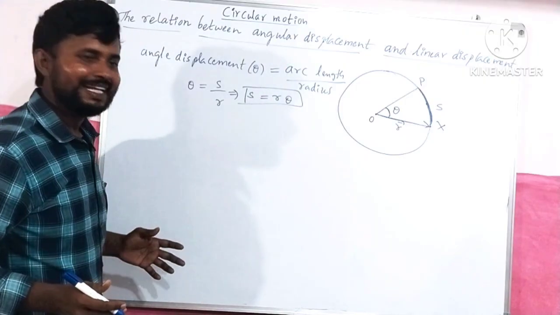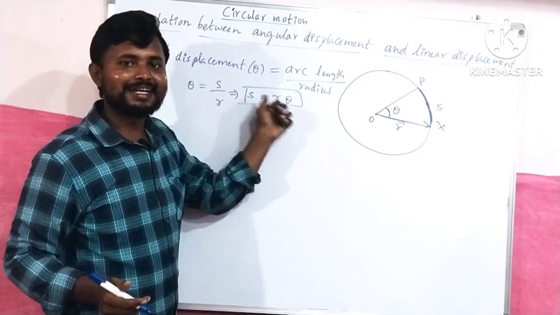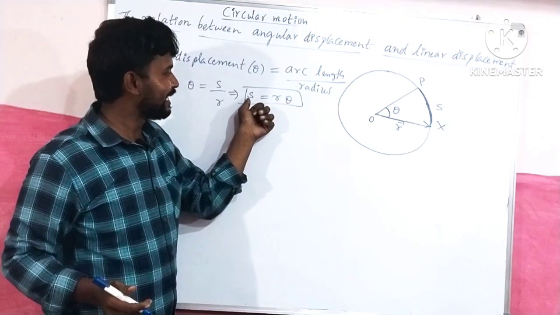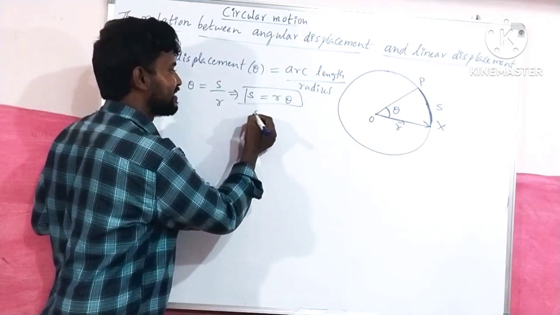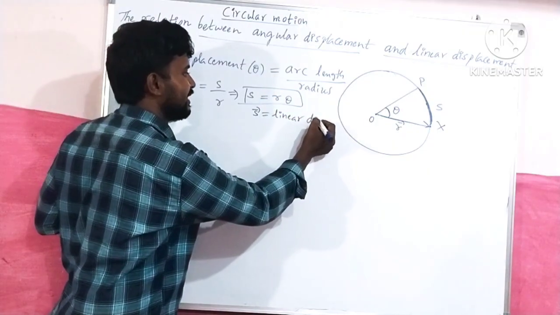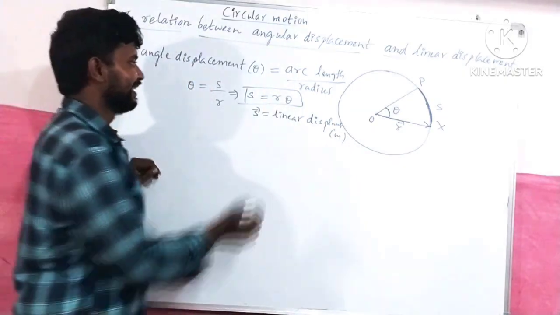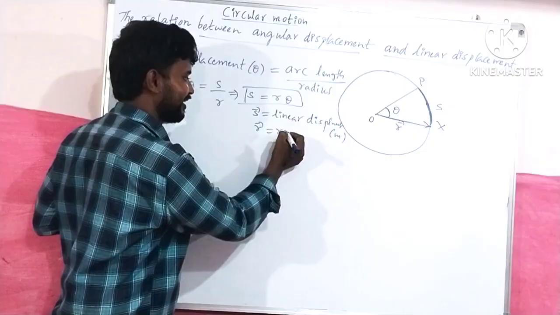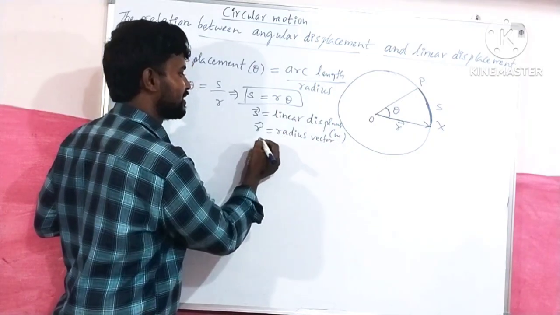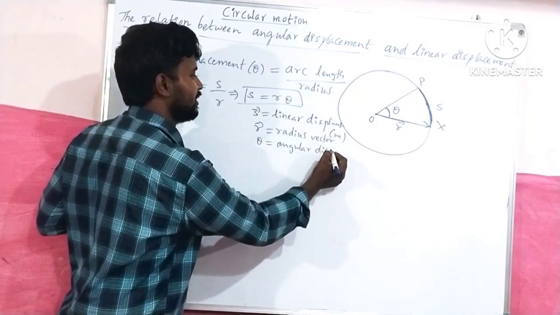In terms of magnitude, linear displacement equals radius vector into angular displacement, s equals r theta. Here s is the linear displacement, and its SI unit is meter. R is the radius vector. Theta is the angular displacement.